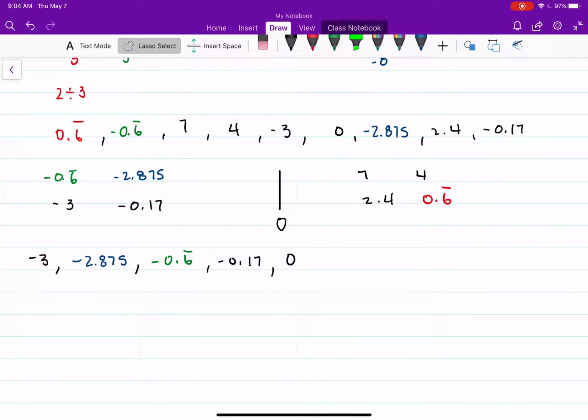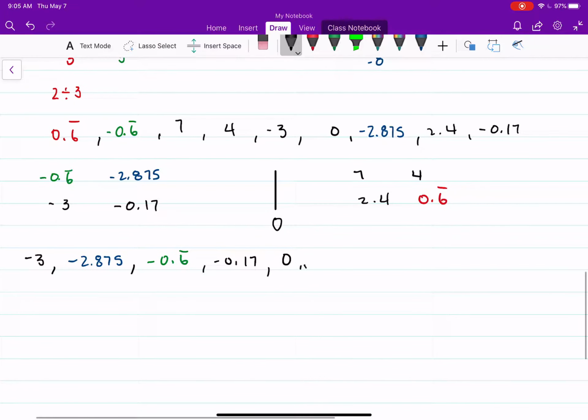So now let's do the right side. So if I do the right side, which is the positive numbers, let's put that, okay? So if you think of money, whoever has more money would be further to the right.